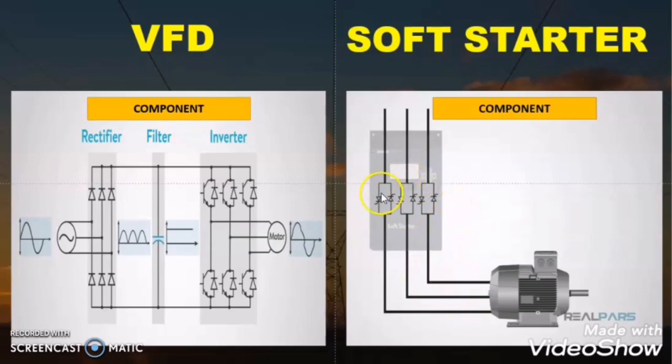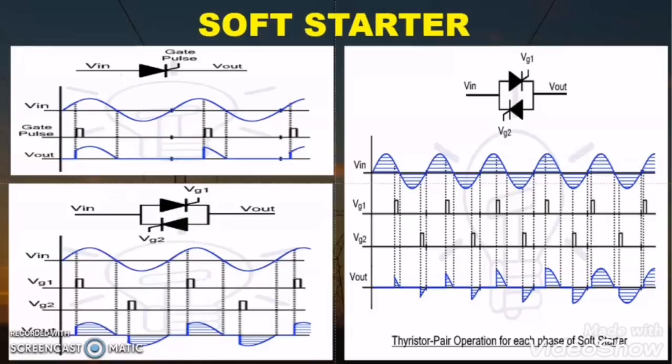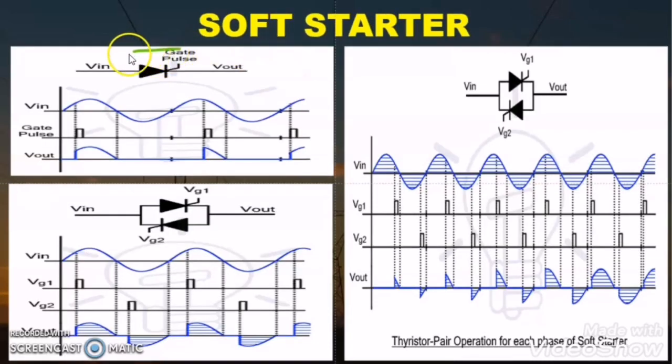In order to better understand the operation of the soft starter, let us first understand the operation of a thyristor. Here you see one thyristor. A thyristor becomes a closed switch when we give a gate pulse, a small voltage at the gate terminal of the thyristor. And when there is no voltage at the gate terminal, the thyristor becomes an open switch. Hope you understood the overview of thyristor operation, what I discussed.